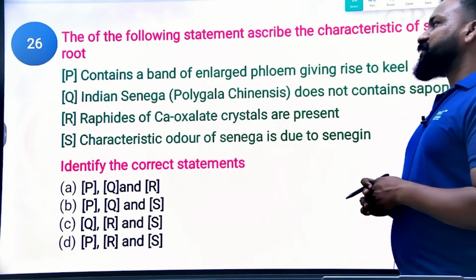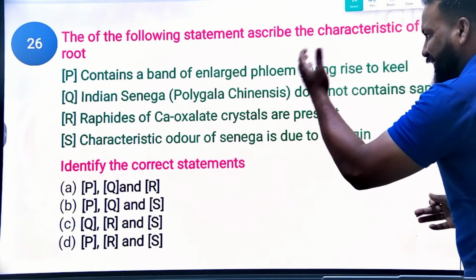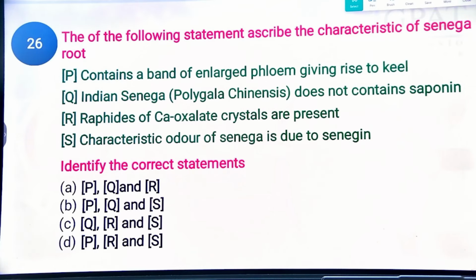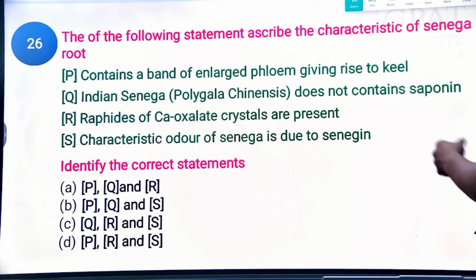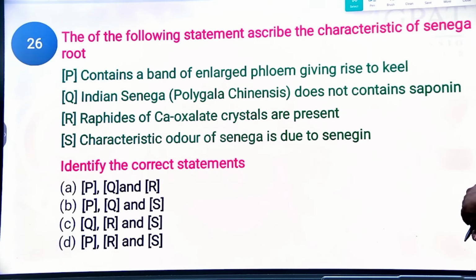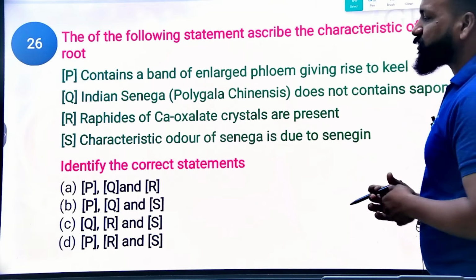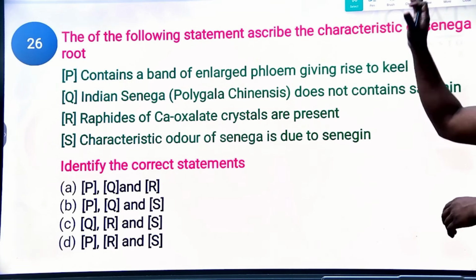Next, 26th question. The following statements describe the characteristics of Senega root. P: It contains a band of enlarged phloem giving rise to keel. Q: An Indian Senega has polygonal sinuses. R: It does not contain saponin. S: Rosettes of calcium oxalate crystals are present, and the characteristic odor of the Senega is due to methyl salicylate. Identify the correct statements: PQR, PQS, and which of the following is the right answer?